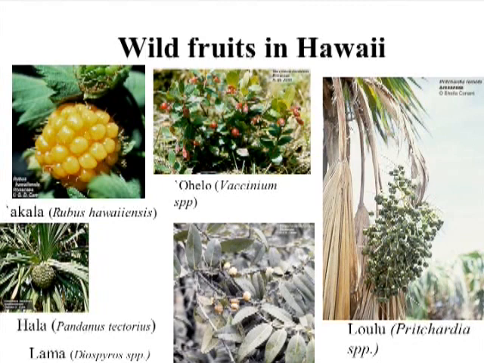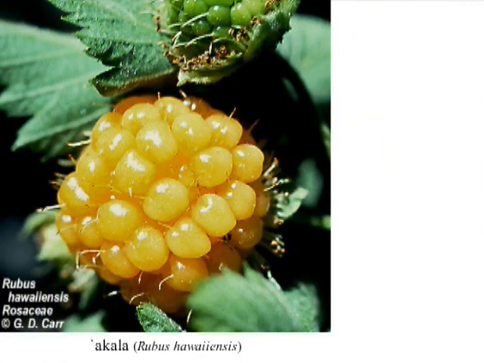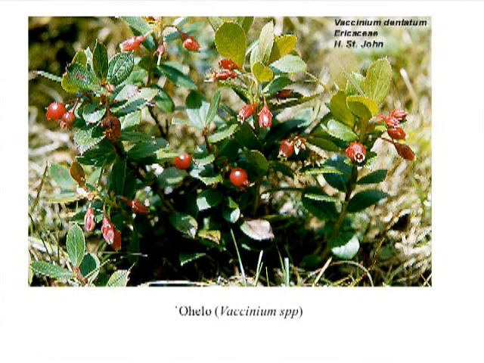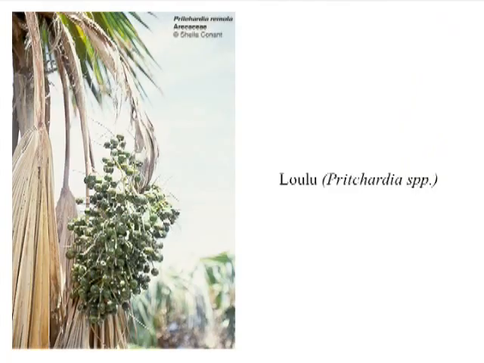These include a lot of fruits. So things like akala, the Hawaiian raspberry, many of you may be familiar with, or hello berries. Those of you who have been to the Big Island will certainly be familiar with those. Lolu fruits. Lolu are the native Hawaiian palms. They're very rare today, so you don't see too many of them, but their fruit is edible and was eaten as a complement in the past.